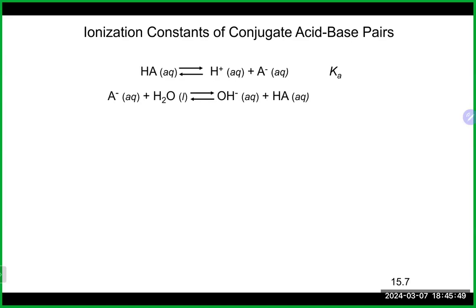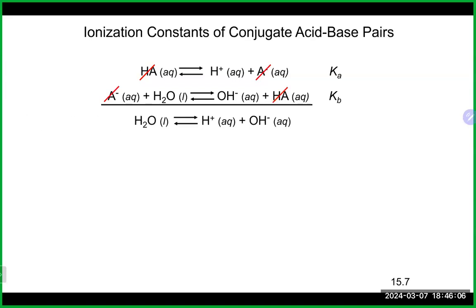Then let's talk about the relationship between Ka and Kb. So this is the dissociation of a weak acid, which we can write our Ka expression for. That is basically an equation for our weak base. And if we were to add these two equations together, we would cancel out things that are the same. What we would be left with there, dare I say, is something that we saw before. That looks like water, basically. And water also has a K value, which is our Kw.